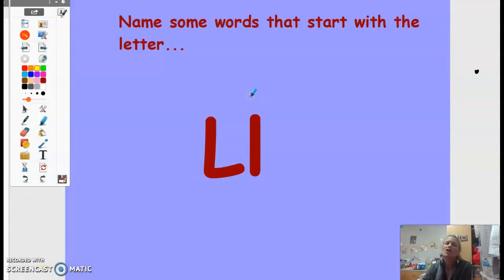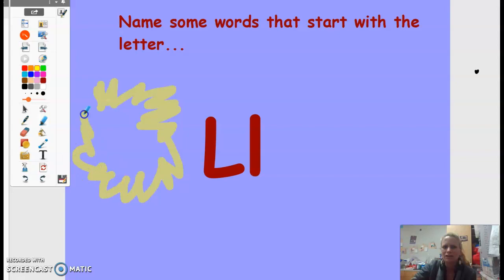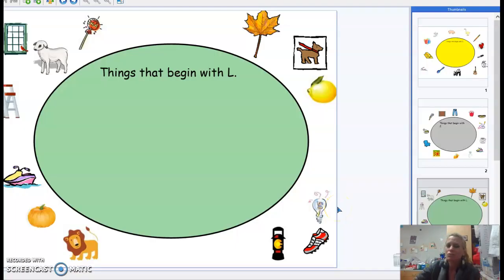What are some words that start with this letter? Can you help me out? What are some words that start with the letter L? I'm going to draw one just so you remember. L makes the sound. What are some words that start with the letter L? Lion. Okay, lemon. Good. What else? Keep walking. Keep going. Lollipop. Lizard.